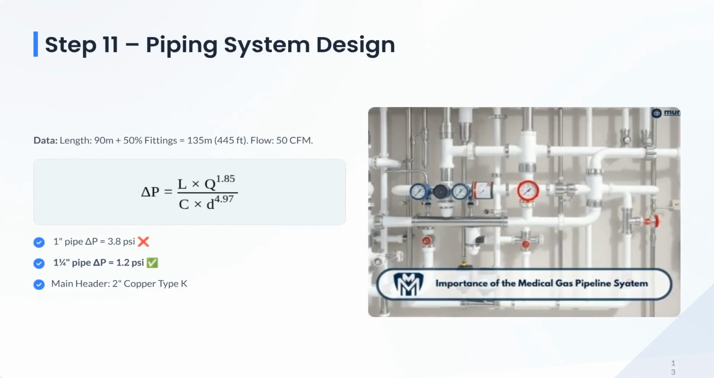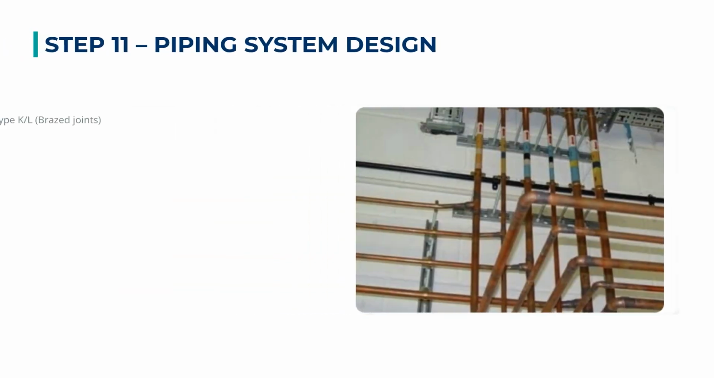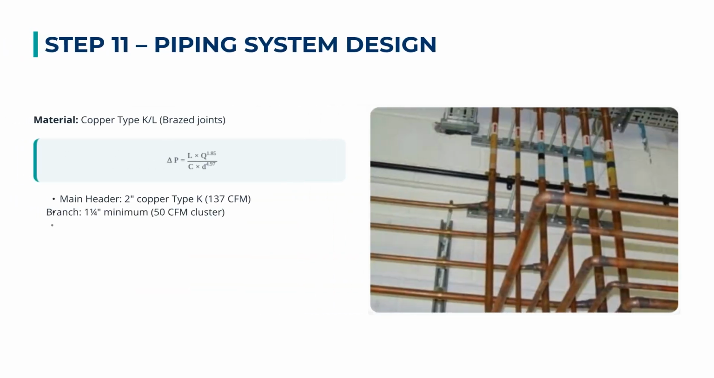Calculations show that a 1-inch pipe causes excessive pressure drop. A 1¼-inch pipe is acceptable, but the main header should be 2-inch copper type K for minimum pressure loss. We use type K or L copper with brazed joints. We select a 2-inch main header and 1¼-inch minimum branches. The layout will be a loop system with sectional valves for reliability.